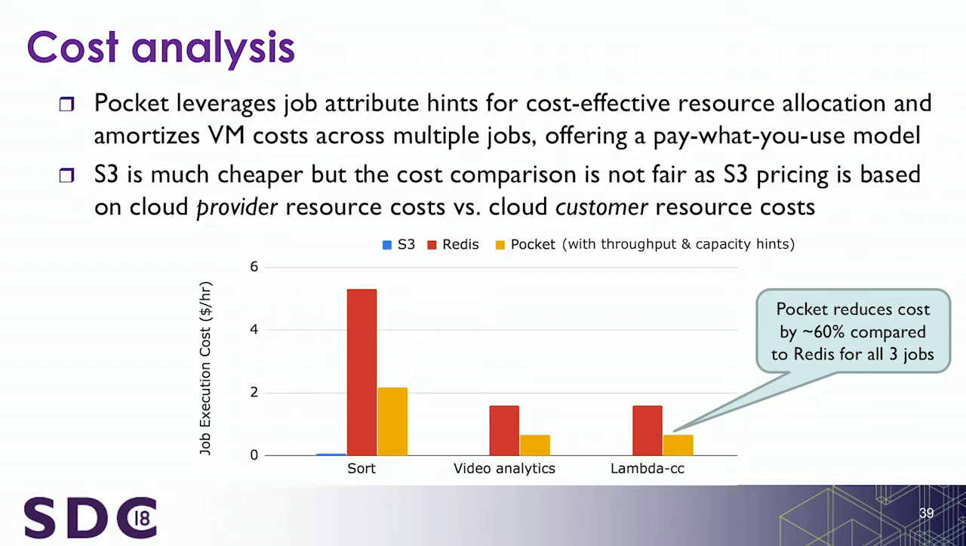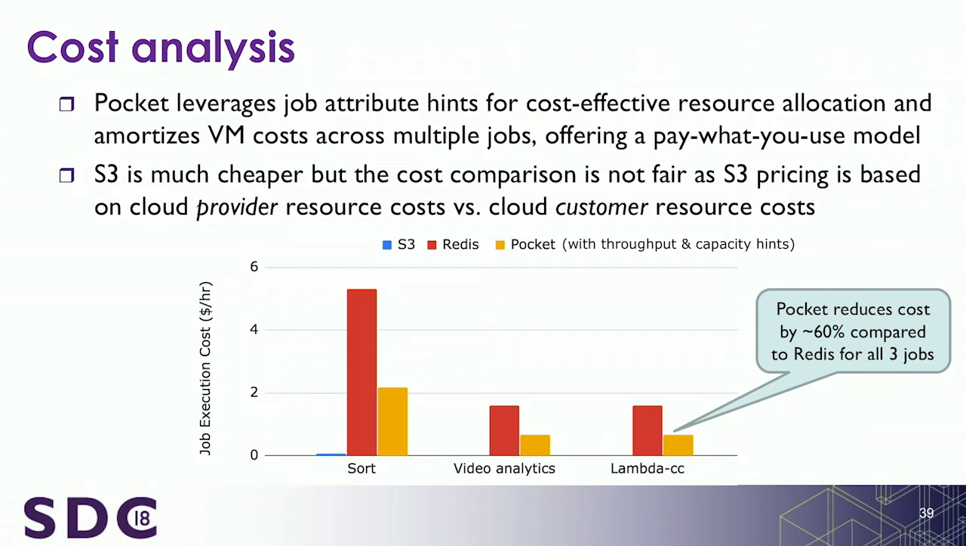So we compute the approximate cost of NVMe flash per gigabyte, DRAM per gigabyte, and the cost of a core. And we compare the cost of running each of these jobs, the sort, video analytics, and distributed compilation, using S3, Redis, and Pocket. And with Redis, we assume that since users are individually spinning up these clusters, they have to pay for the entire VM, not just the fraction of resources that they used on it.